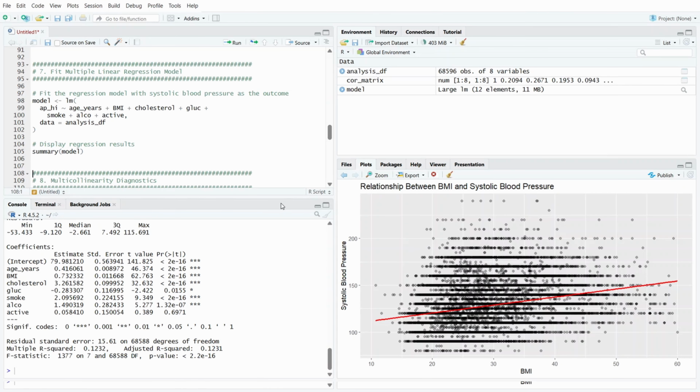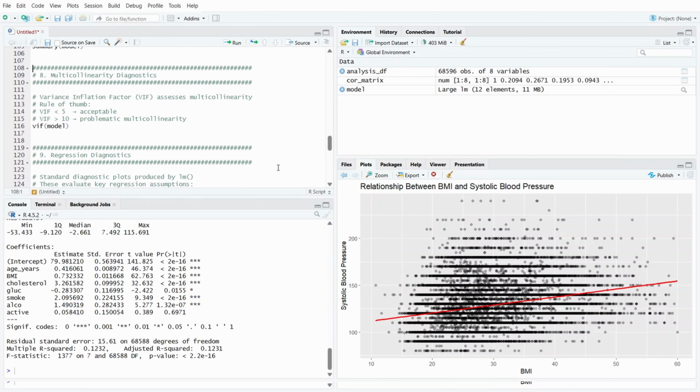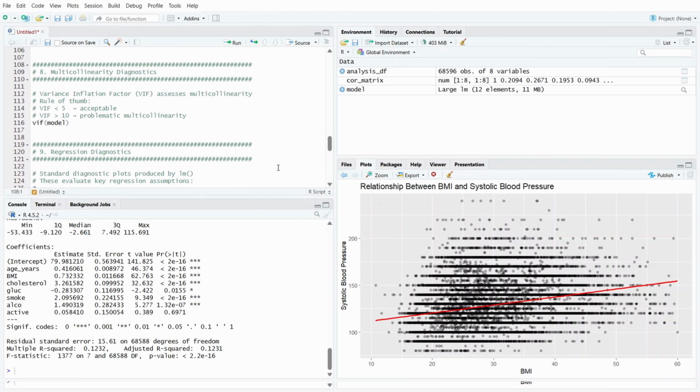Next, we evaluate multicollinearity using the variance inflation factor, or VIF. Multicollinearity occurs when predictor variables are highly correlated with each other. High multicollinearity can make regression estimates unstable and difficult to interpret.